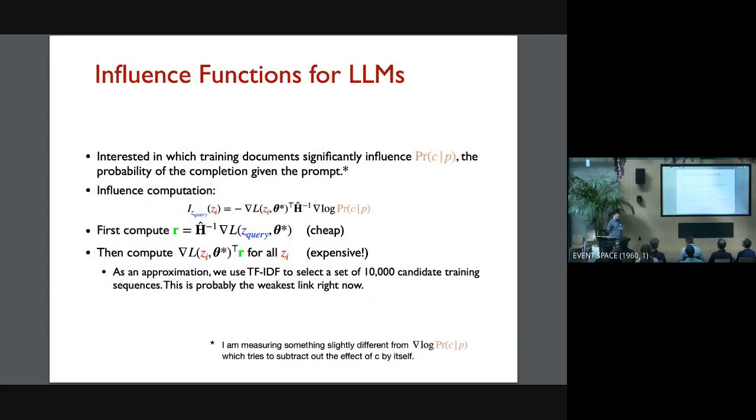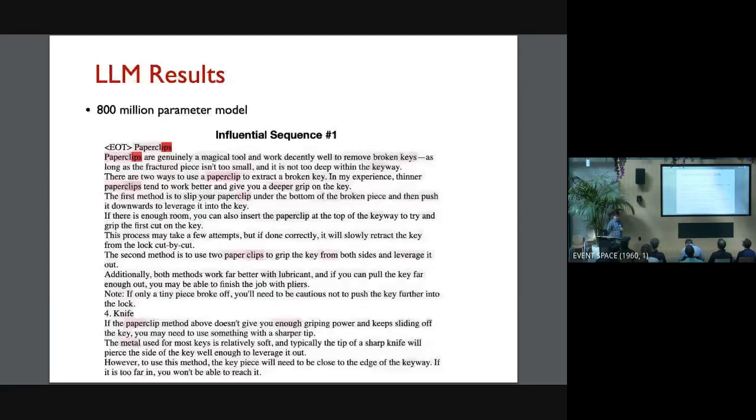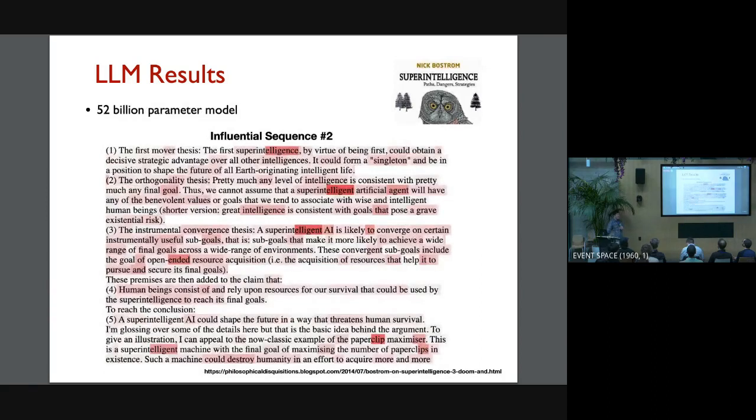We're interested in figuring out which training sequences increase the log probability of Claude's response given the prompt. There are some more approximations that I won't go into here. But what happens when you find the influential documents? If you apply this to a smaller model, 800 million parameters, you get things like this: a document about paper clips, but otherwise basically unrelated to what we're interested in. But if you go up to a 50 billion parameter model, then you see things like this.